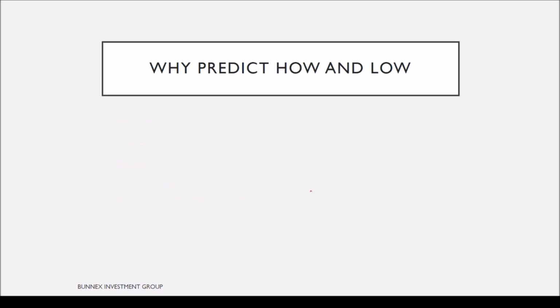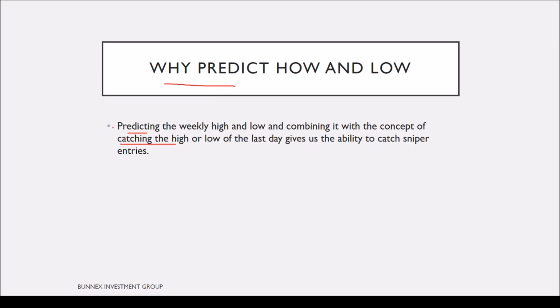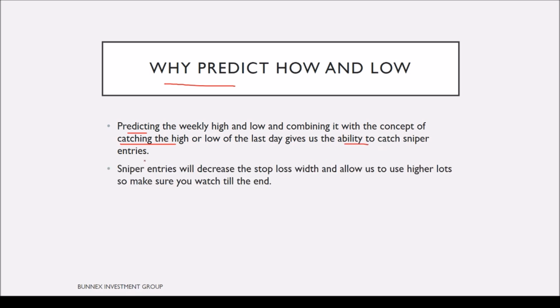You're basically wondering why we need to predict the high of week and low of week. Predicting the high of week and low and combining it with the concept of catching the high or low of the last day gives us the ability to catch sniper entries. Sniper entries will decrease the stop loss width and allow us to use higher lots, so make sure you watch till the end.